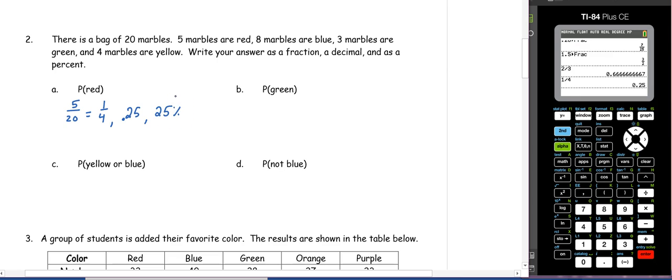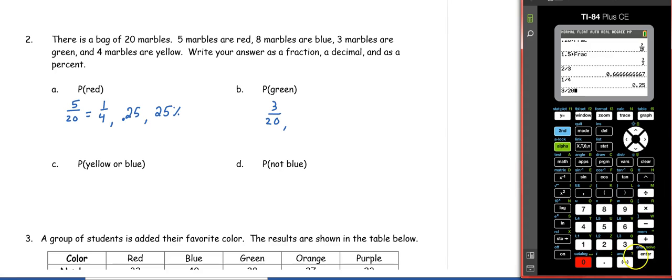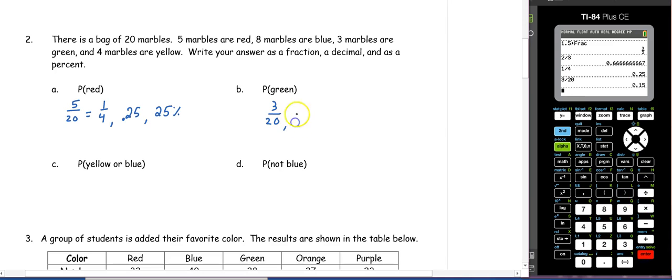The probability of a green marble. So we know that there are 3 green marbles out of a possible 20 marbles. 3 over 20 does not reduce, so that's going to be our fraction. So in the calculator to get our decimal, 3 divided by 20 gets us 0.15, which we can turn into a percent by moving the decimal over 2 to the right, which is 15%. Number 6, what's the probability of a yellow or a blue marble?